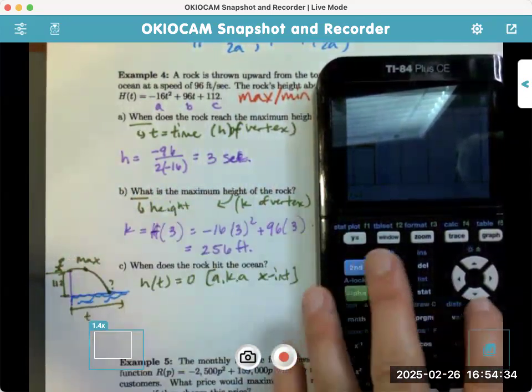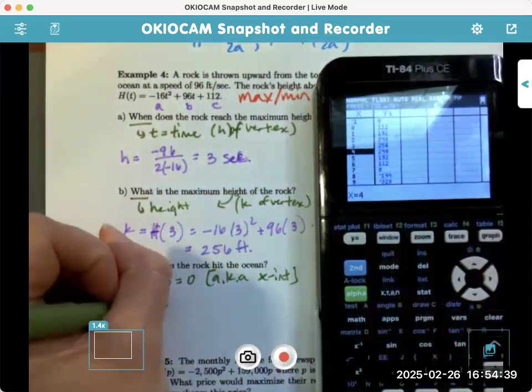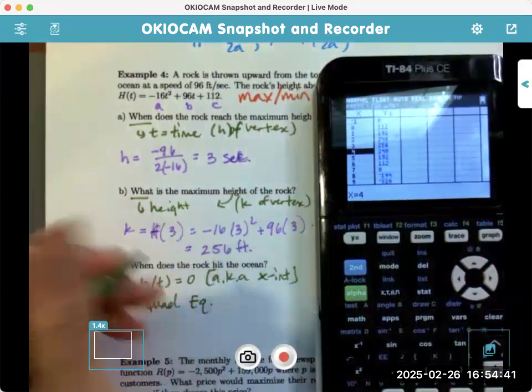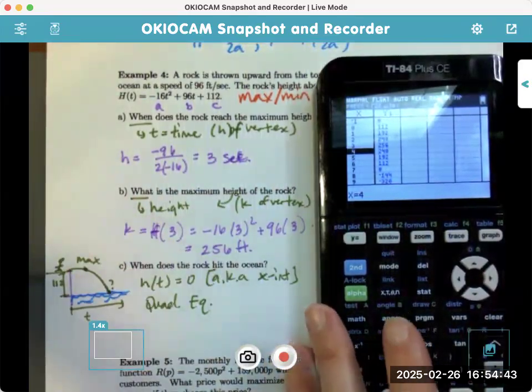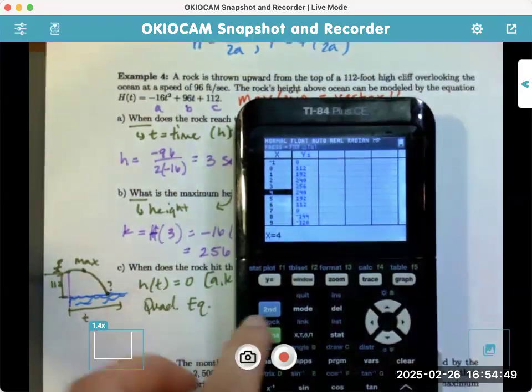Okay, so we can do it a couple different ways. You can do the quadratic equation, but y'all know how to do that. I tested you over it on test 1. So I'm going to show you in the calculator how to do it and also how to find the vertex with it.